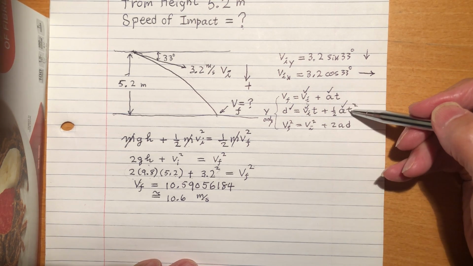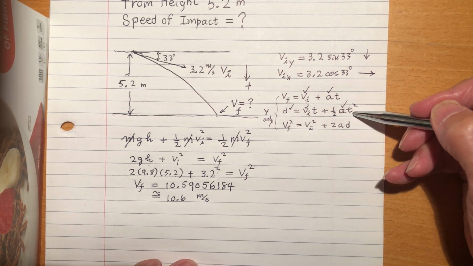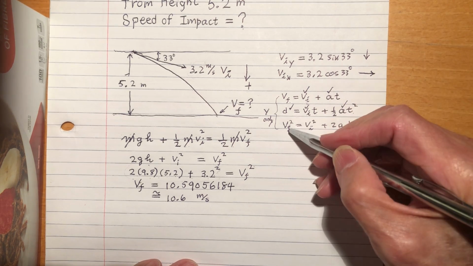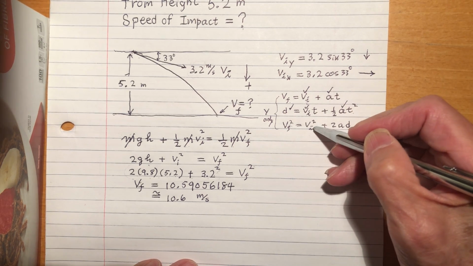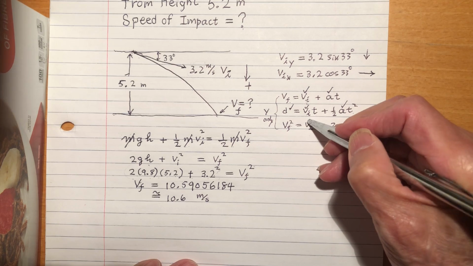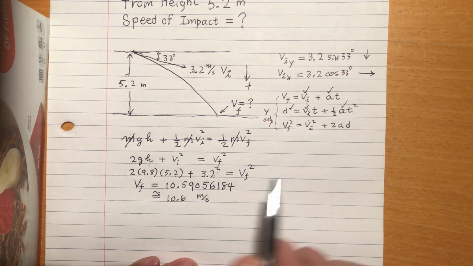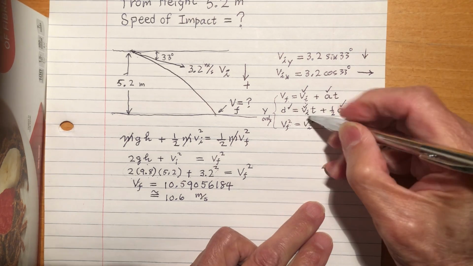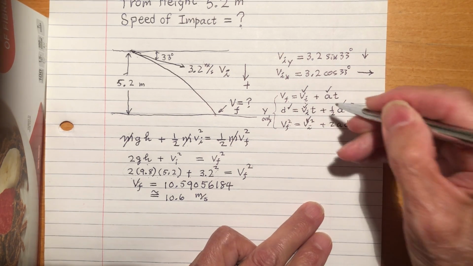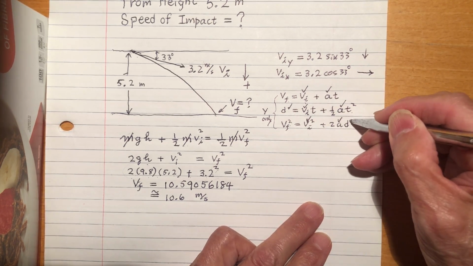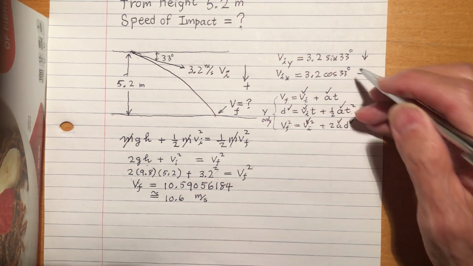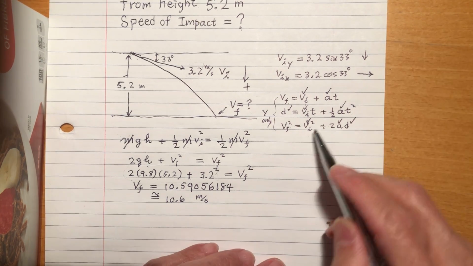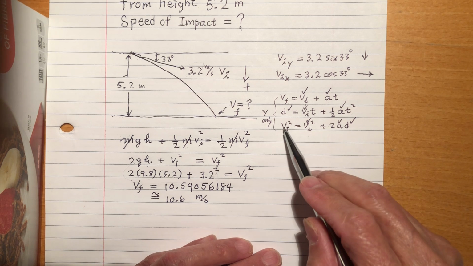This equation can give me time, right? Now in this one, I don't know V final, but I know V initial, I know a, I know d. So from this equation, I can find V final.